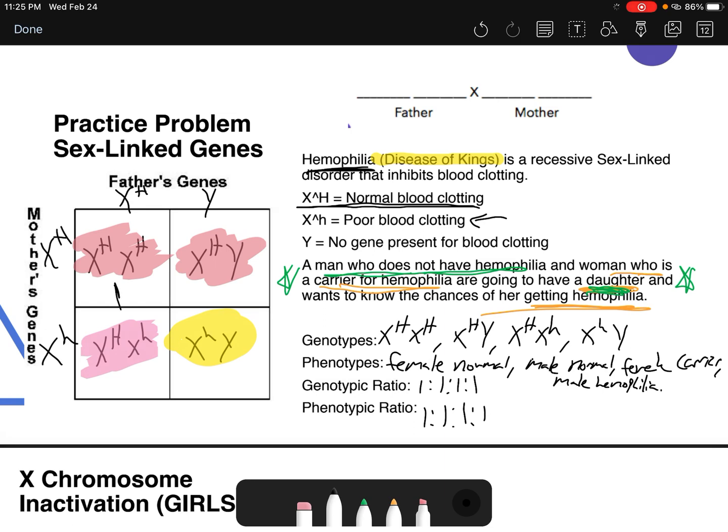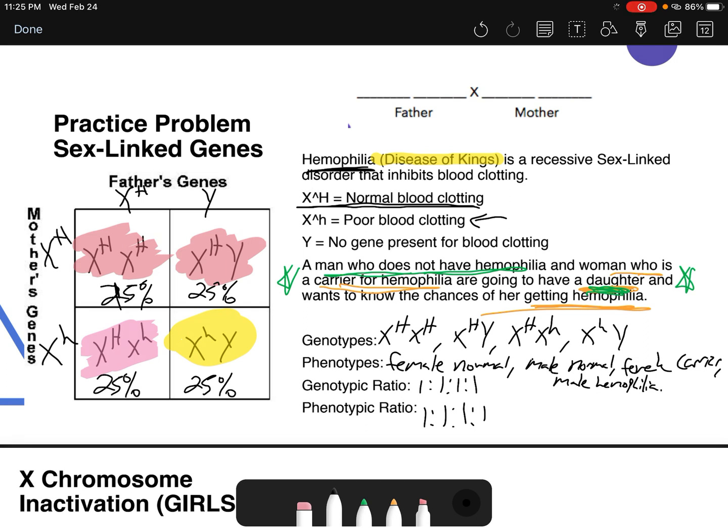So there's only a 25% chance of getting a normal female. There's a 25% chance of getting a normal male. There's a 25% chance of getting a female carrier. And then there's a 25% chance of getting a male who has hemophilia.